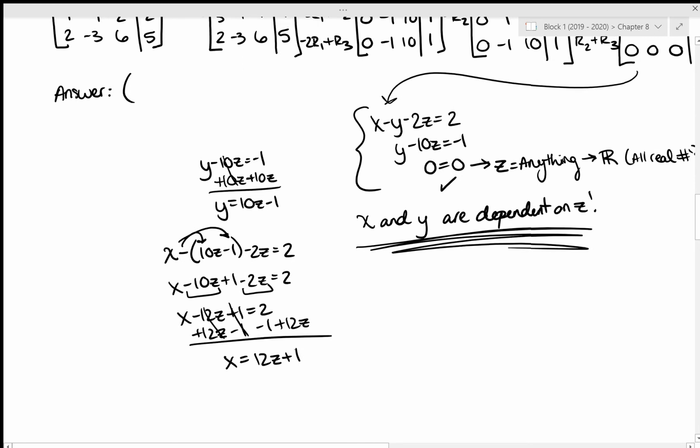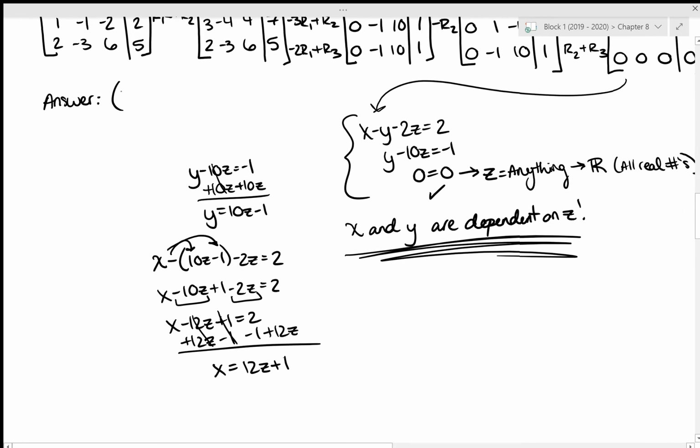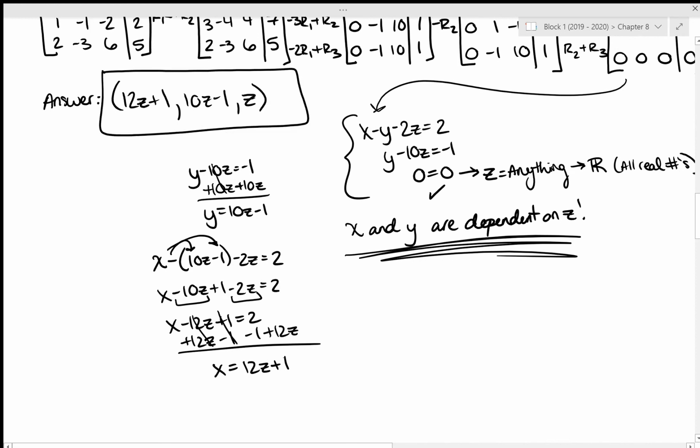So your final answer is going to be written as follows. 12z plus 1, comma, because that's where our x would be. 10z minus 1, comma, because that's where our y would be. And then just z. This is how we are going to write our final answers when it's that infinite solution kind of situation. I know it seems a little weird, but we've got to write it this way. Okay? This is for infinite solutions.